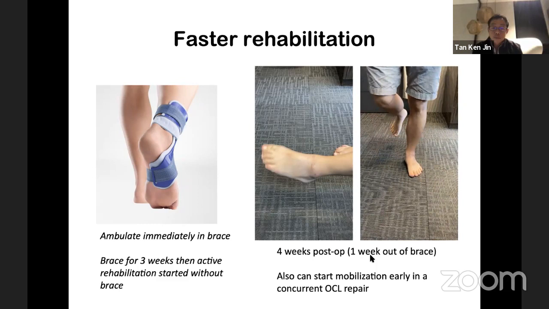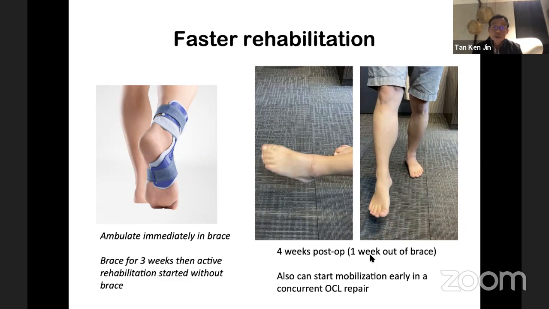This procedure I find quite useful also if you have to do a concurrent osteochondral lesion, because you can put them in the brace immediately, but then maybe twice a day, ask them to take out the brace and do range of motion exercises immediately after the surgery. So that'll be good for your cartilage repair.